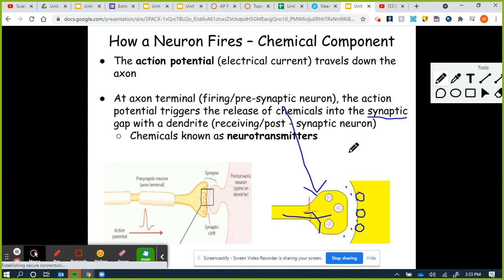If the chemical signal is strong enough and it reaches the neural threshold, then boom, that next neuron's going to fire, and so on and so forth, going down the line to send that message to the brain or to the muscles or wherever it needs to go.